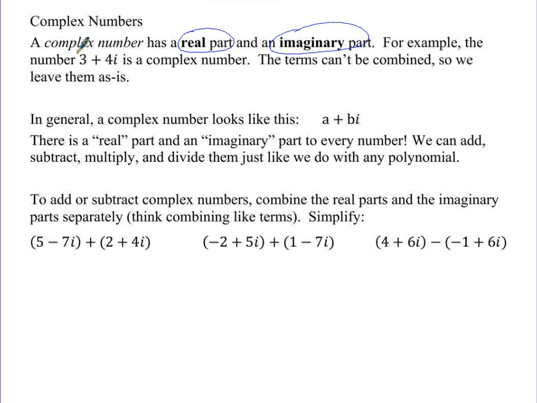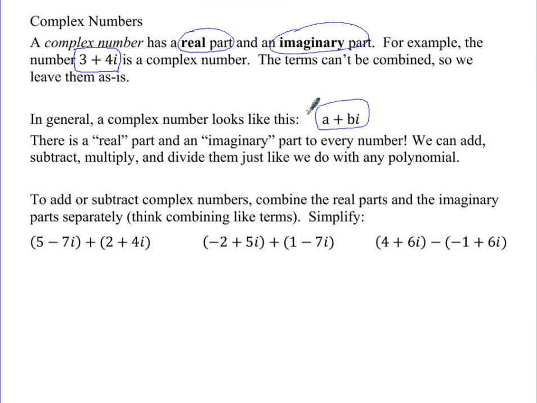For example, the number 3 plus 4i is a complex number. It has a real part and it has an imaginary part. Those terms can't be combined, just like combining like terms when you're dealing with regular variables. You leave them as is. But that is one number sitting right there, 3 plus 4i. The real part would be the 3. The imaginary part would be the 4i.